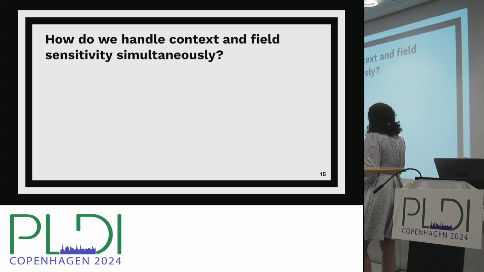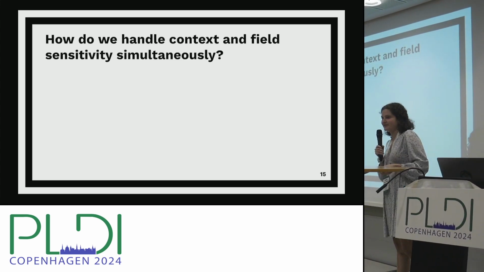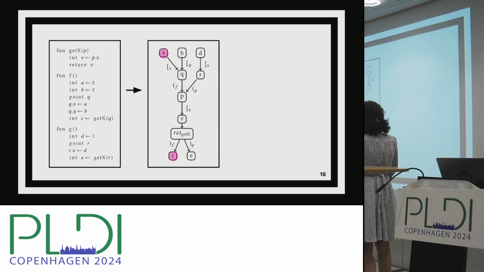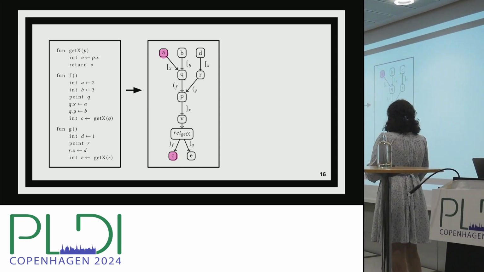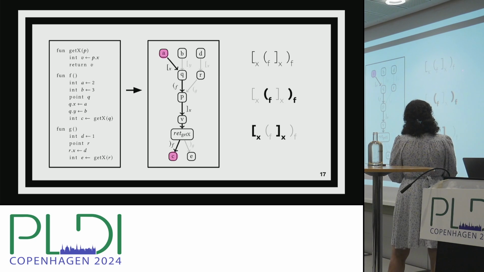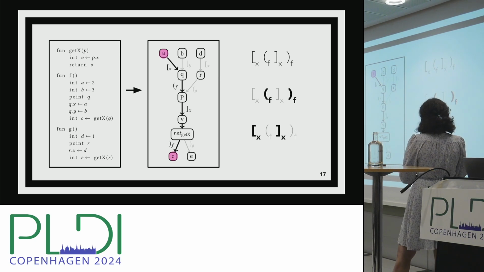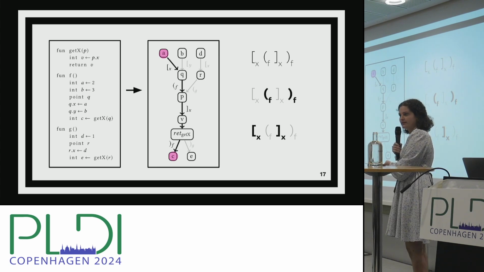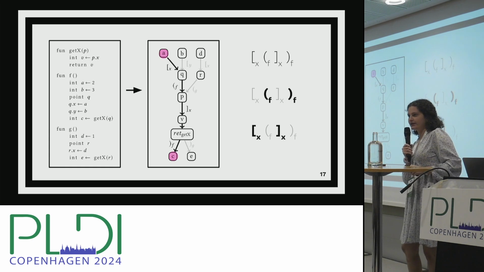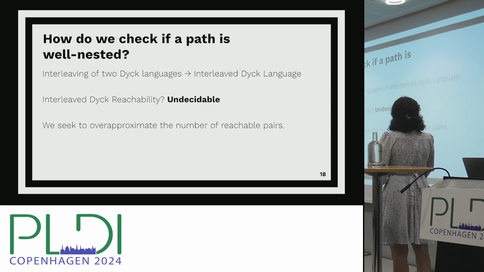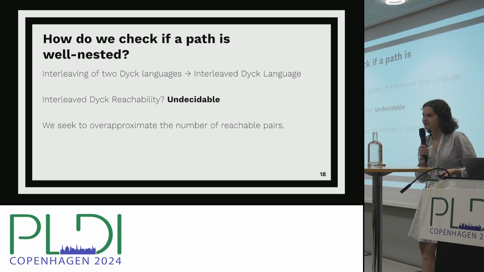Okay, but now what if we want to handle both context and field sensitivity simultaneously? Things get a little bit hairy here. We have this program that has both. I'm not going to go into this example very much, but essentially we want to find a path here from A to C that looks something like this. If I take this path and write the labels, and I squint and only look at the parentheses, this is well-nested. If I squint another way and only look at the brackets, that's also well-nested. So this language is called the Interleaved Dyck language, which is the interleaving of two Dyck languages.